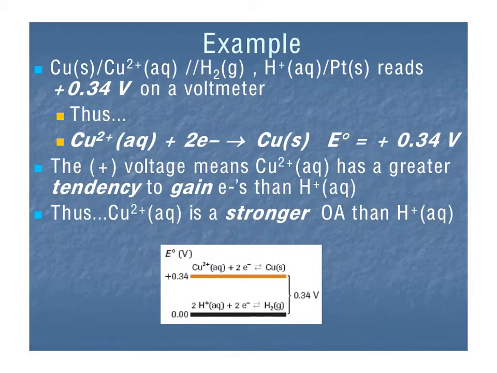Let's look at a specific example where we connect the copper half cell against the standard hydrogen half cell. If we connect it to a voltmeter, we see that the voltage will be positive 0.34 volts. That means that the reduction of copper ion into copper solid is more likely to happen, more likely to gain electrons compared to hydrogen ions. Therefore, we know that it's going to be a stronger oxidizing agent than hydrogen ions. It is more likely to be reduced than hydrogen ions.